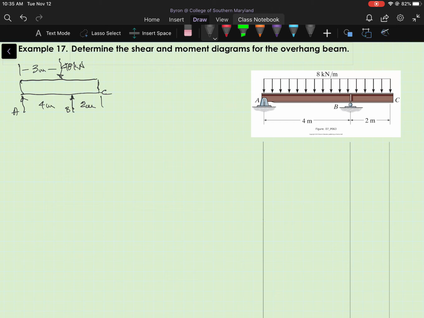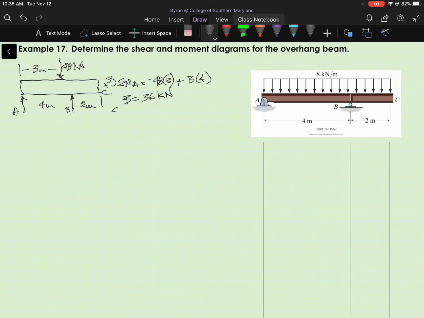We'll sum moments about A. Minus 48 times 3 for the 48 kilonewton force, its moment about A, plus B times the 4 meters, its distance from A, and we get B equals 36 kilonewtons.